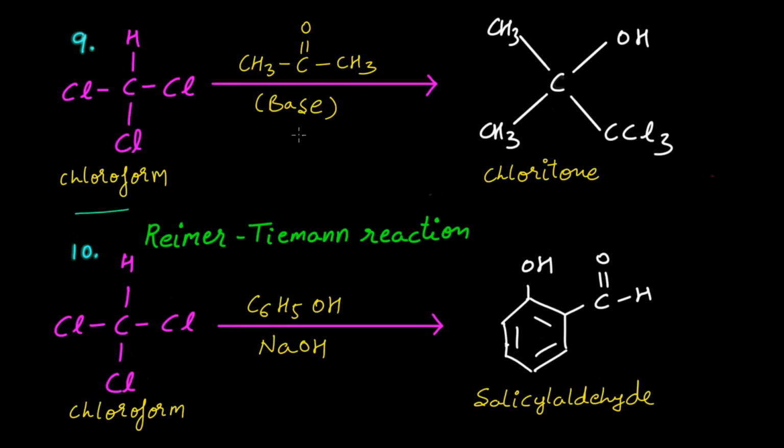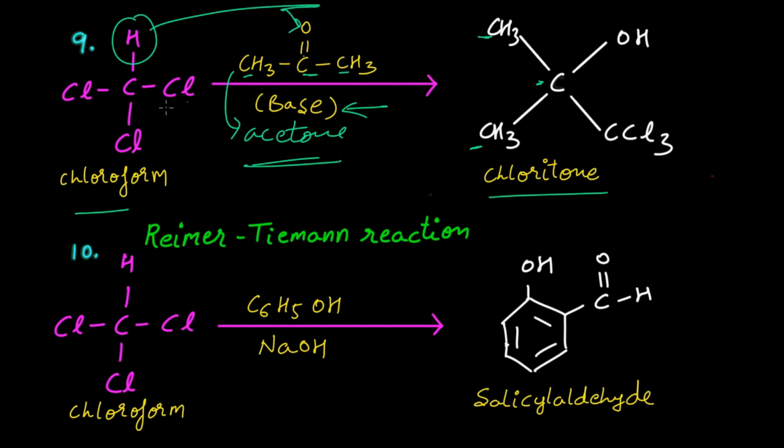When chloroform is treated with acetone in presence of base, you get chloretone. What happens in this reaction is that these three carbons remain still in chain, first carbon, second carbon, third carbon, and the carbon where the double bonded oxygen was there, the hydrogen reaches the oxygen and this carbon reaches the double bonded carbon from behind and you get chloretone. So CCl3 is attached to the same carbon on which OH is there. Let me repeat it once again.